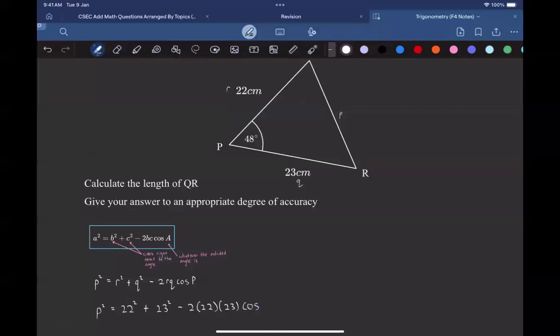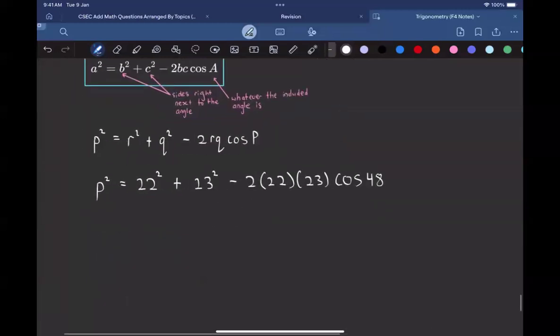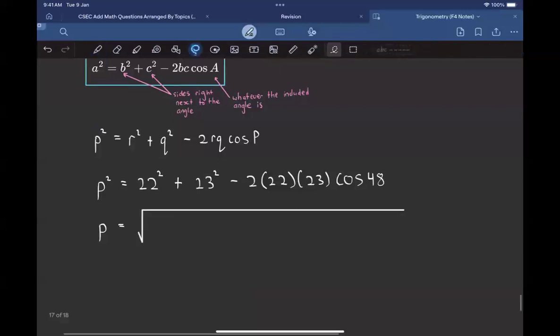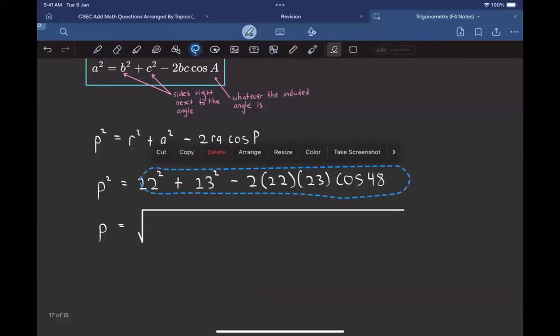What was P? The 48 meters. Yes, that's it. Right, so pay attention here. P squared is equal to this whole thing, so P will be equal to the square root of that whole thing. So I find the whole square root of that whole thing.